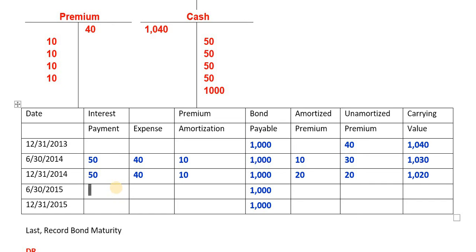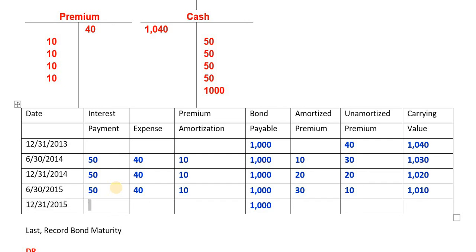See where we're headed here? It's June 30th again. Another $50 check to you. Amortized another $10 worth of premium. Our expense is $40. We will now have amortized $30 worth of premium. We'll have 10 to go, and our carrying value is almost where we need it to be.